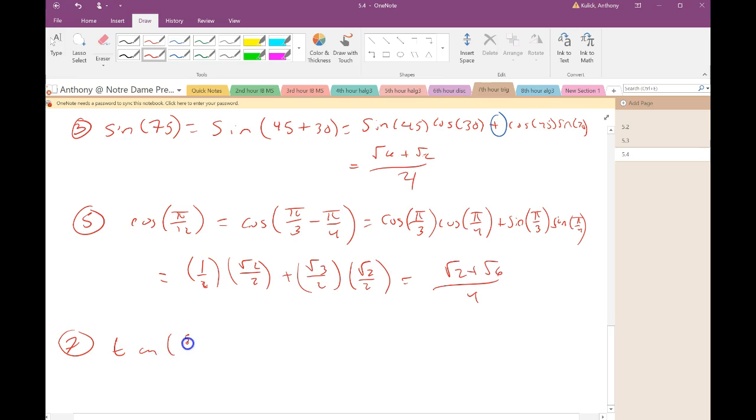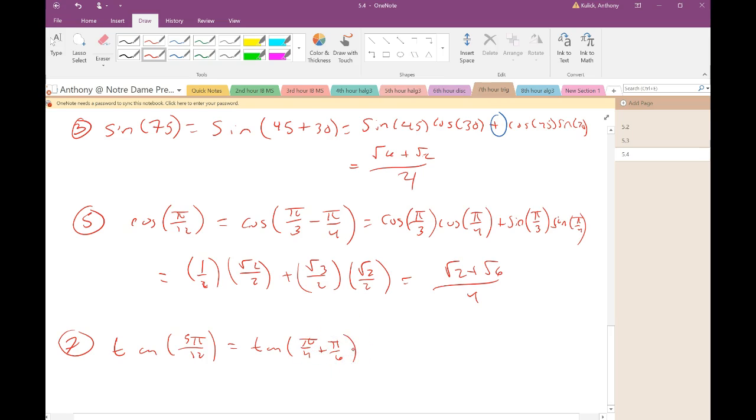Tangent of 5 pi over 12. So this could be the same thing as 2/3 and 1/4. That sounds right to me. Wait a minute. Does it sound right to me? It's minus, right? No, that still doesn't sound right to me. You lied to me, Megan. Pi over 4 plus pi over 6.